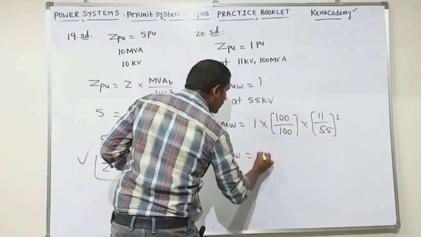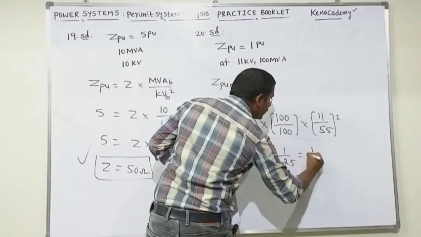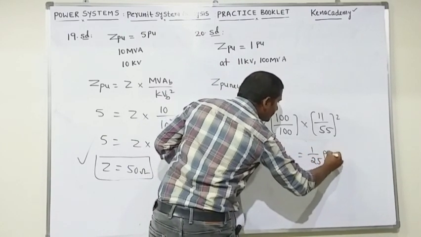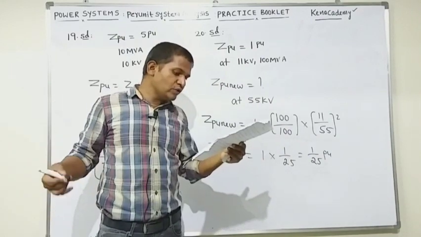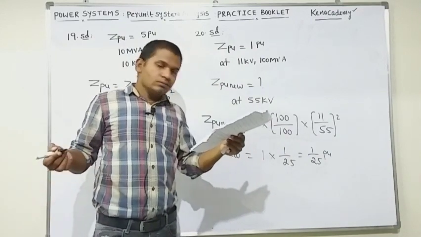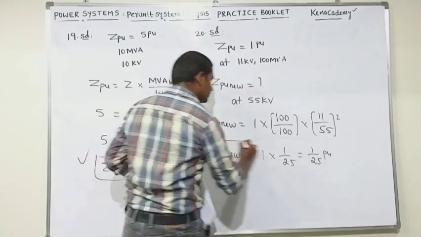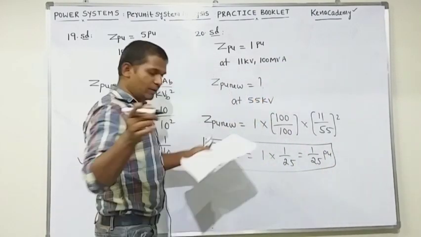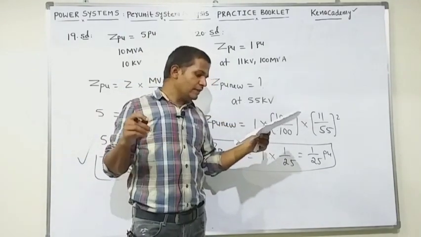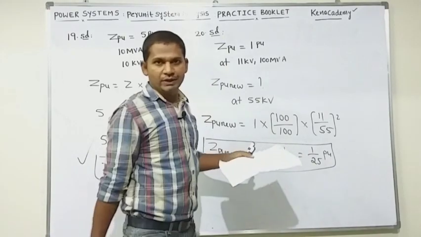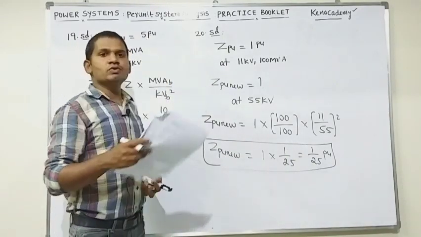Z per unit new equals 1 into 1 by 25, that is 1 by 25 per unit. The options are not correct in the given problem. You calculate that one, I think you can get 0.04 per unit. Clear? Question 20 was asked in AP Gen Code 2012.